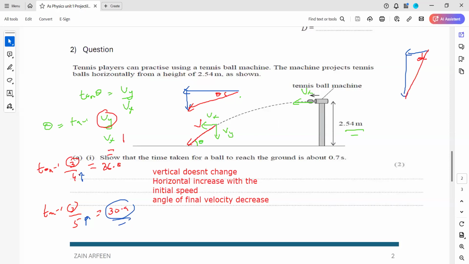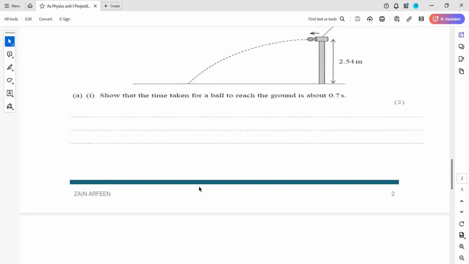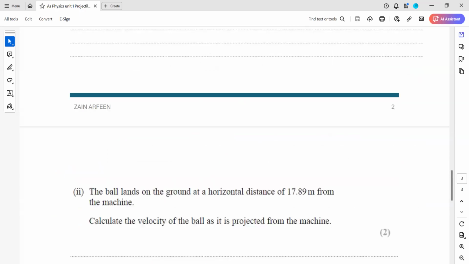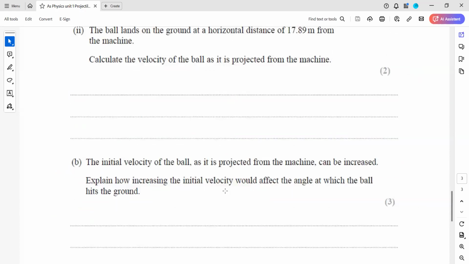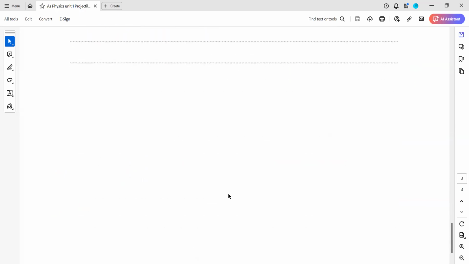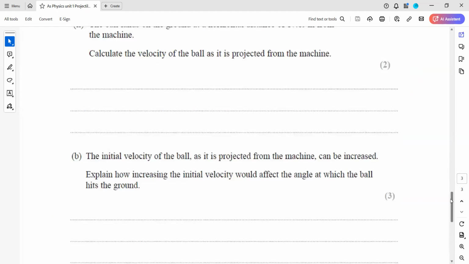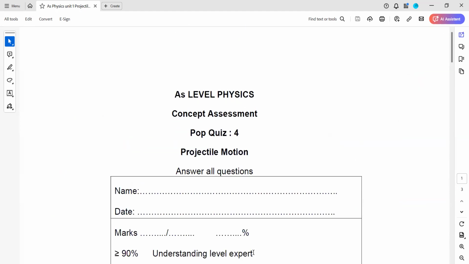Yes, any doubt, Abdullah? So this was the pop quiz, which was related to projectile motion.